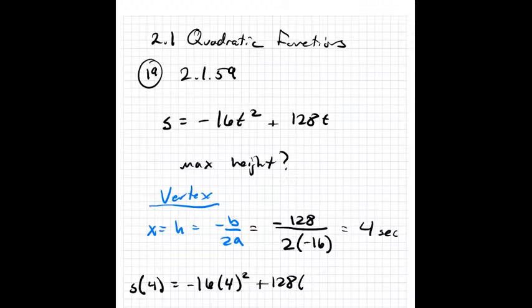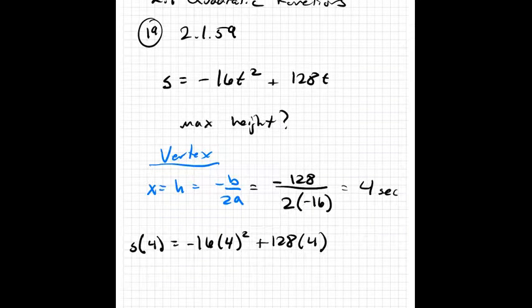Let's see if we can do this. Hey Siri, what's negative 16 times 16 plus 128 times 4? Negative 16 times 16 plus 128 times 4 is 256. And the units, probably feet.